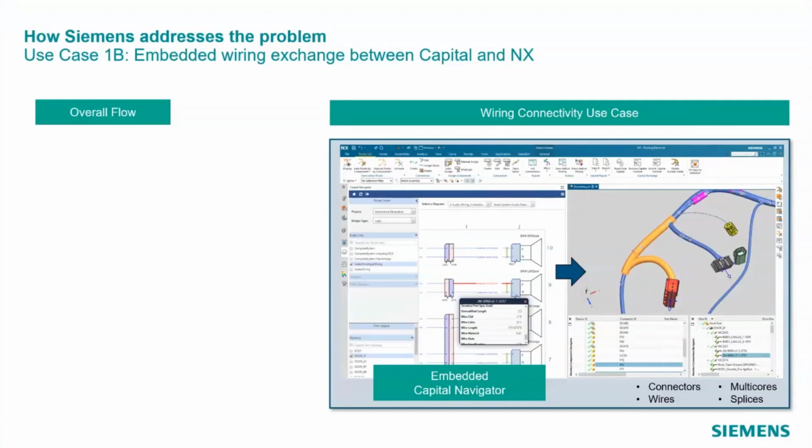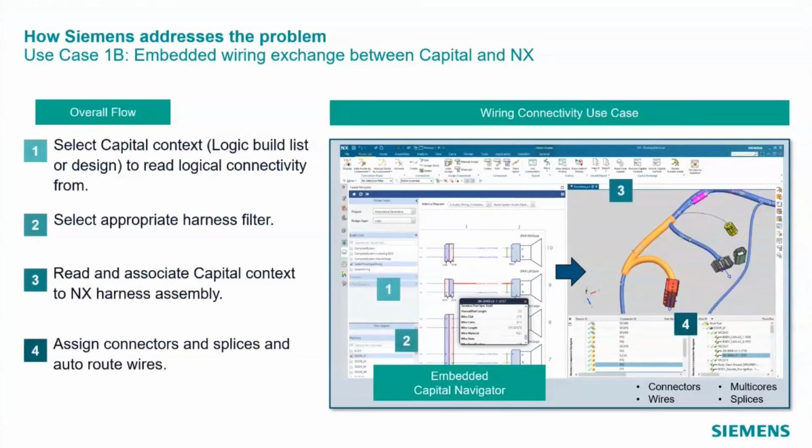Now within Capital Navigator, the user is able to access Capital data right from within NX, removing the need to have access to a Capital installation or even knowledge of using the Capital tool. This is key to enabling collaboration and co-design between ECAD and MCAD domains and strengthens the digital continuity through the product design phases. The steps in this flow are: first, wiring data is read from Capital by selecting the appropriate harness filter, and then connectors are assigned in NX and wires are automatically routed.